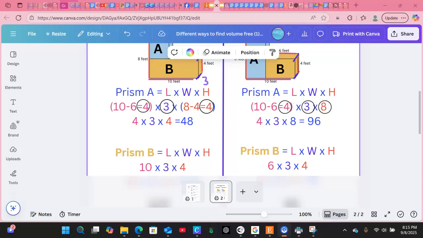Let me see if I can move this. Can I move this? Hold on one second, guys. Exit my drawing. Let's erase that. No, I can't because it's not a presentation.